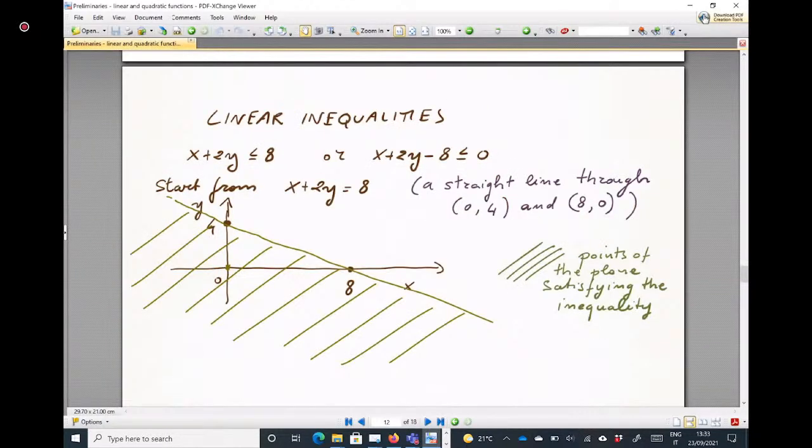What about the linear inequalities? The linear inequalities are not linear equations, so they are not straight lines, but they are strongly related to the equation of a straight line. So x plus 2y minus 8 equal to 0 would be the implicit equation of a straight line. x plus 2y minus 8 less or equal to 0 is not an equation. It is an inequality, but it is related to the corresponding straight line.